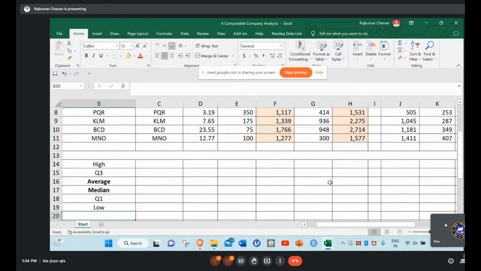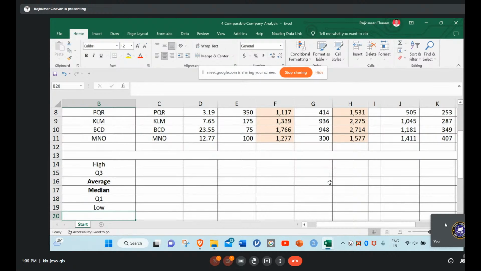We'll take quartile 3. Now we must have studied Q1, Q2, Q3: quartile 1, quartile 2, quartile 3. Quartile 1 is always equal to 25, then 50, then 75. These are the quartile values for each one. Now, what will we do? We'll apply here. First is what? Q3. So Q3 means the third one.